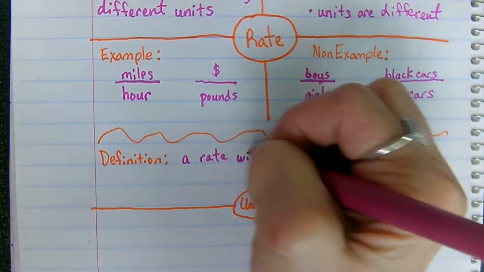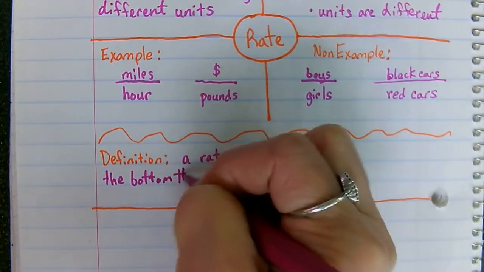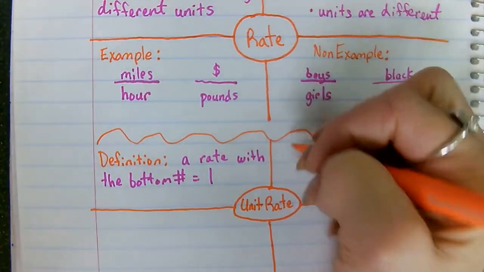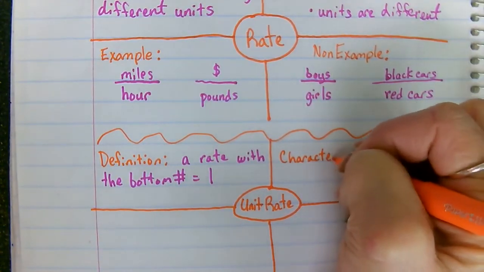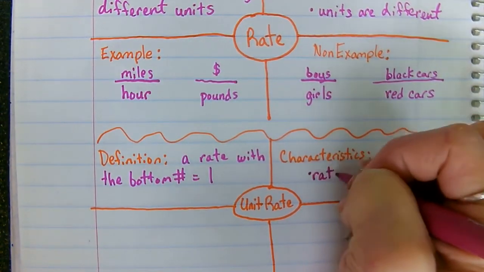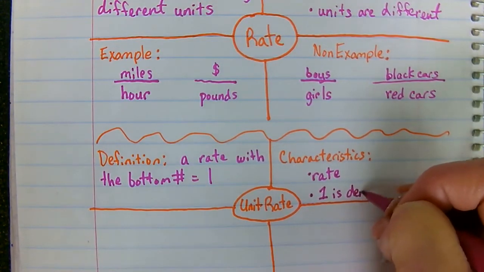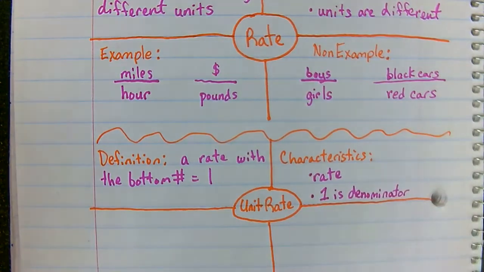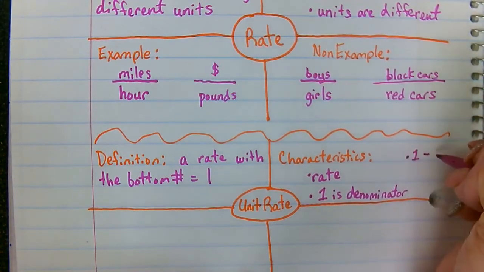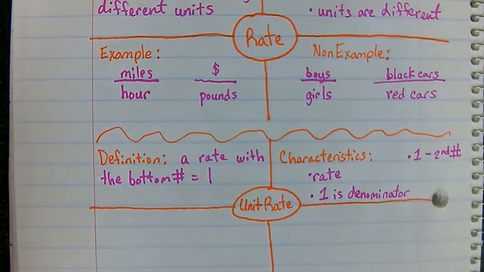So a rate with the bottom number equal to 1. And that would be like, let's see here, characteristics would include it's a rate, and then 1 is the denominator. One could also be considered, if you're not writing it as a fraction, one could be second number. I'll just do a hashtag symbol for second. So 1 is the second number. All right, let's look at the next part, which is an example.